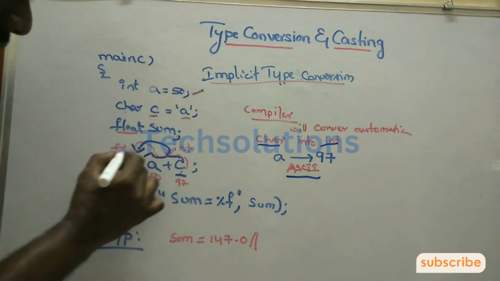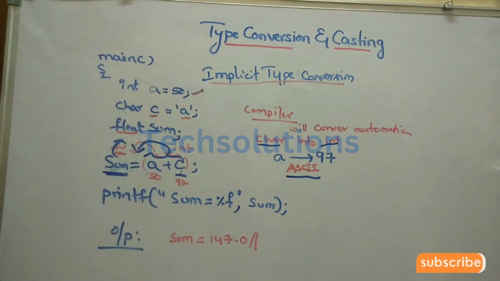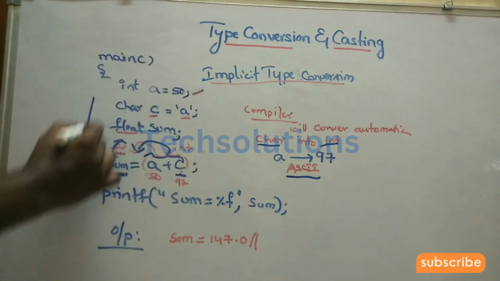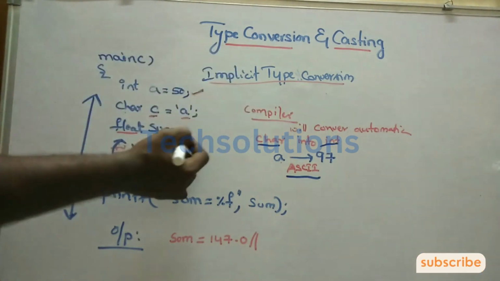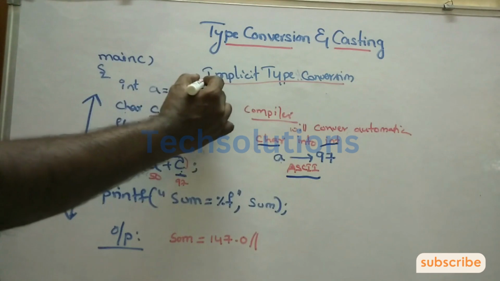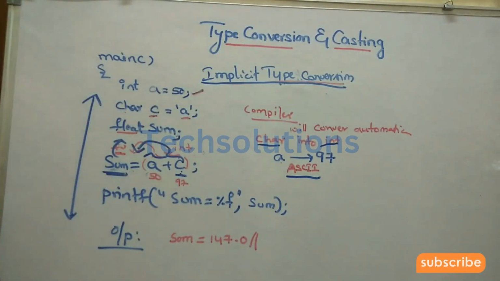This integer will be converted into the sum. Sum is what type of variable? That is a floating point variable, right? Like that, we have to convert from a lower type into a higher type by using the implicit type conversion. That is also called automatic type conversion. Hope it is clear, right?